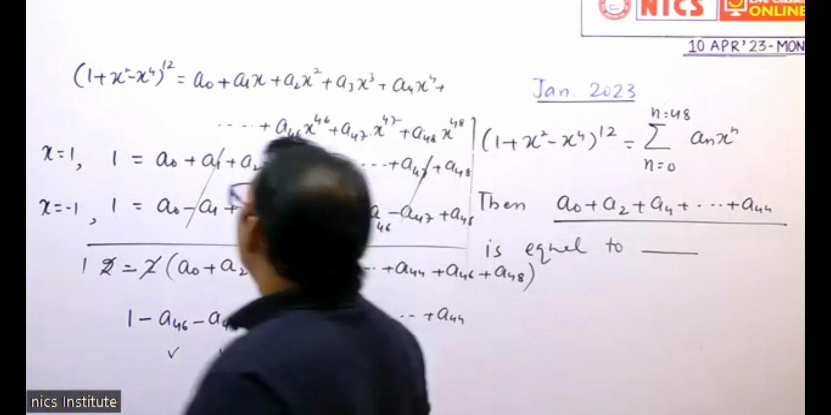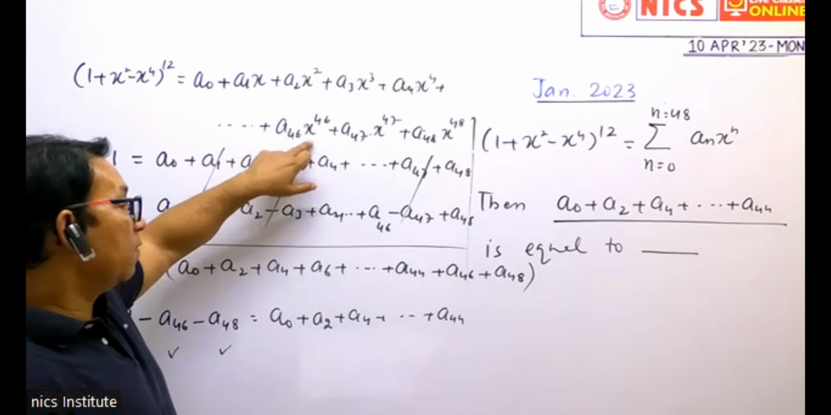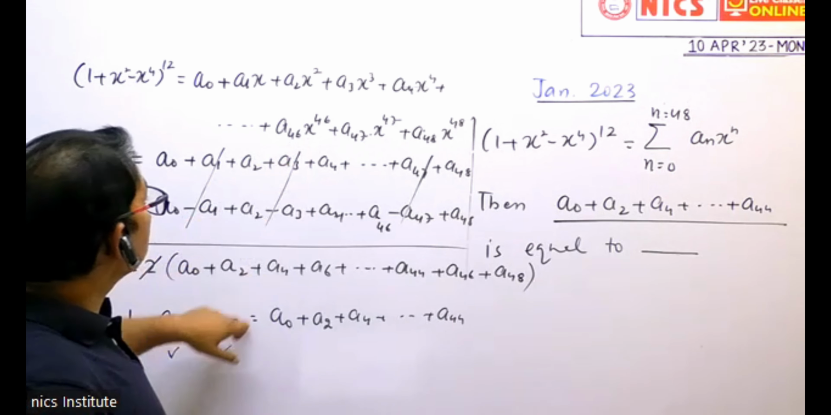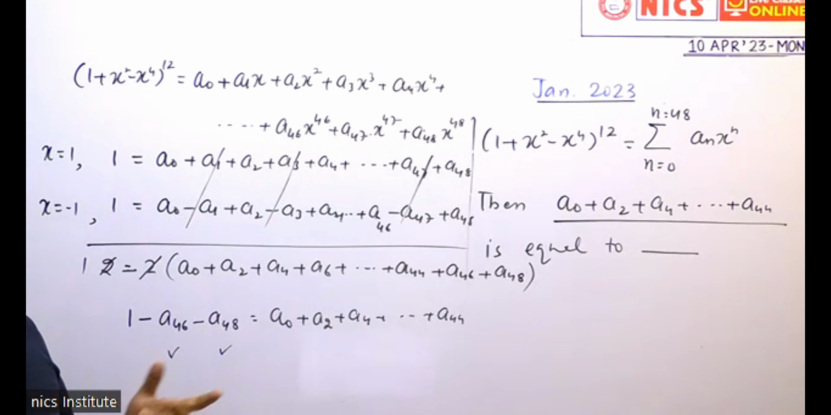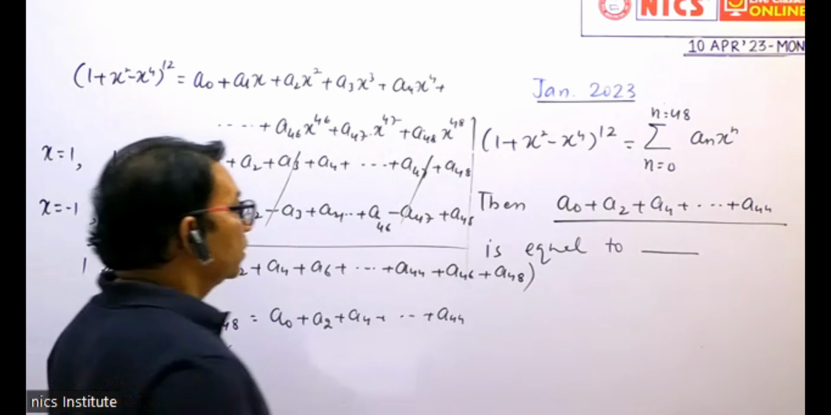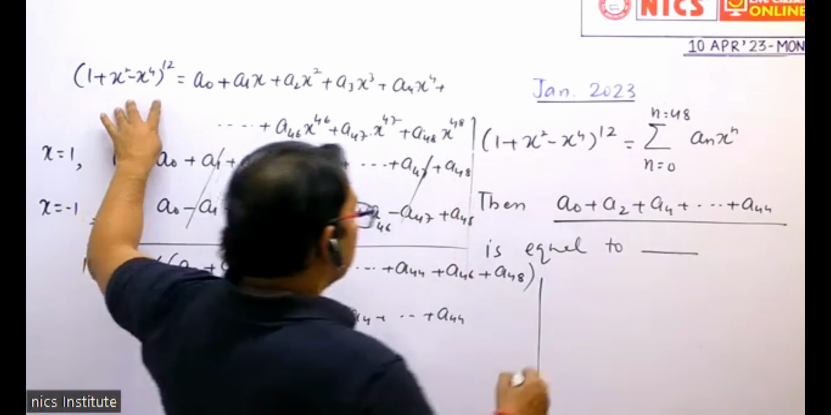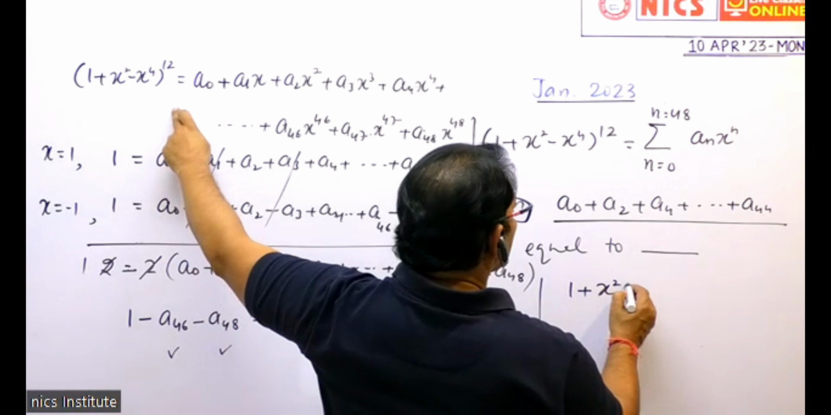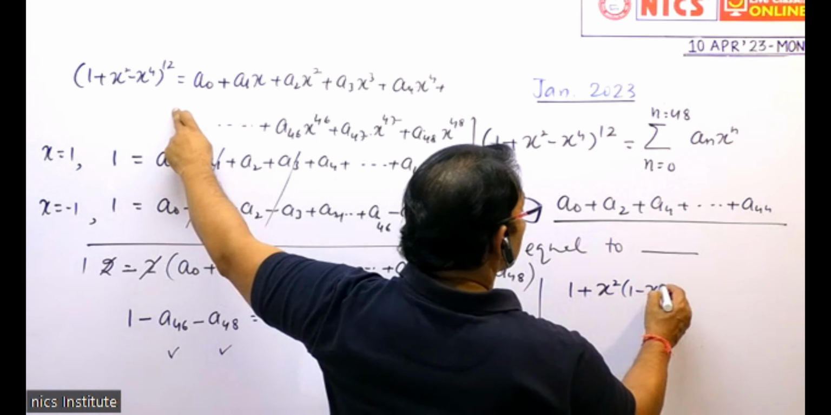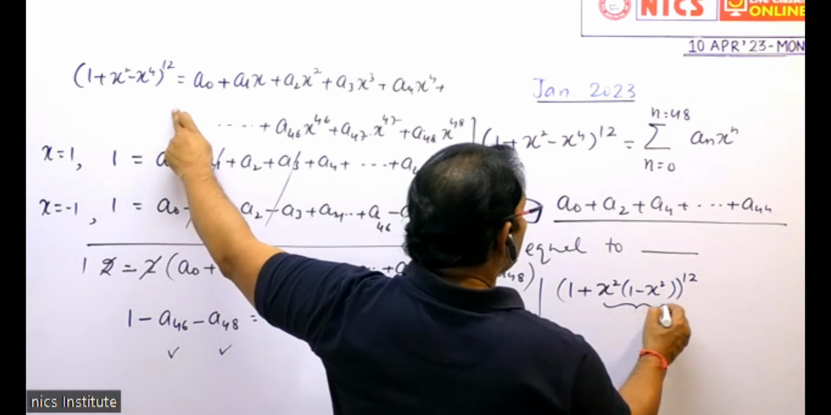Now the question is, how would you find a₄₆? Because a₄₆ is basically the coefficient of x⁴⁶, and a₄₈ is the coefficient of x⁴⁸. So that is the question now. For that, what you do is convert this trinomial into a binomial by taking x² common and treat this entire term as one term.